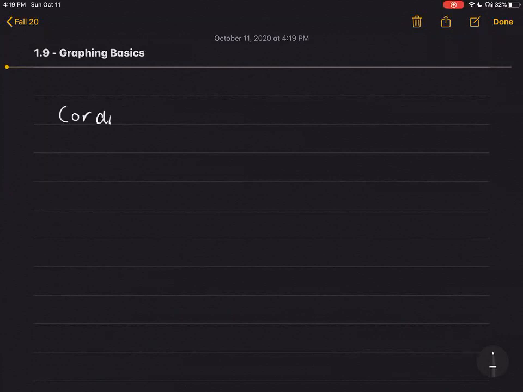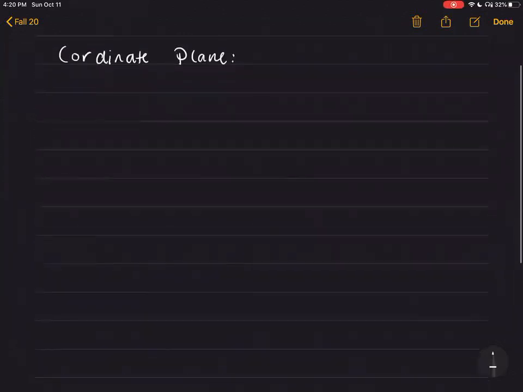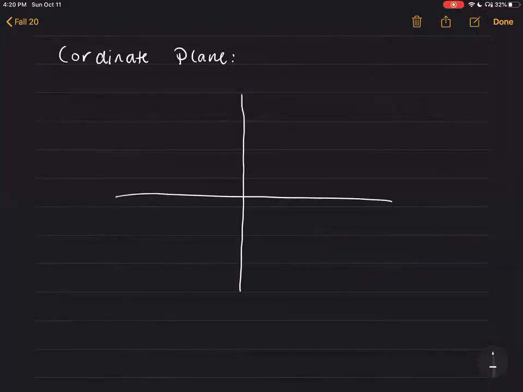So we have a coordinate plane. And so coordinate plane, you probably have seen this before. We have two axes. We have a y-axis and an x-axis, and they are usually ticked in regular intervals, like so.